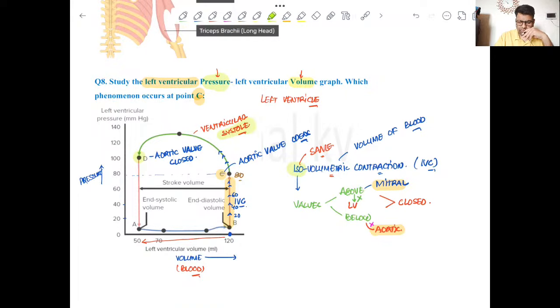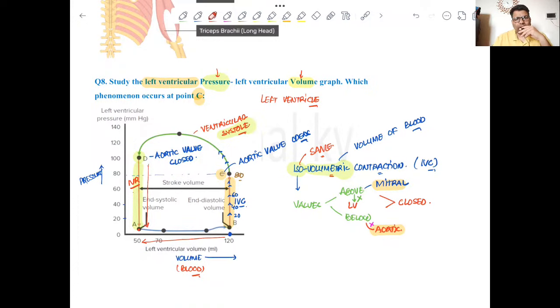So this phase is known as isovolumetric relaxation. And the word isovolumetric, I think all of you must understand by now. The amount of blood will not change, and relaxation means the pressure will start declining, and therefore you will see the pressure is going like this. So pressure is declining, volume will remain the same.